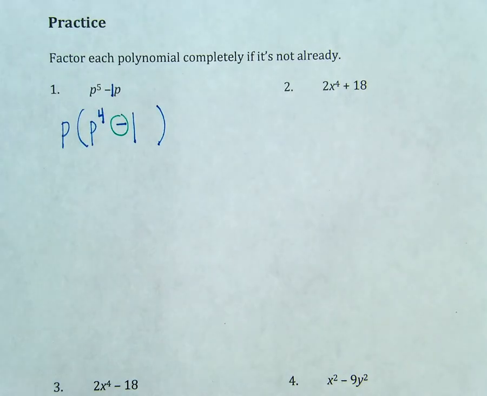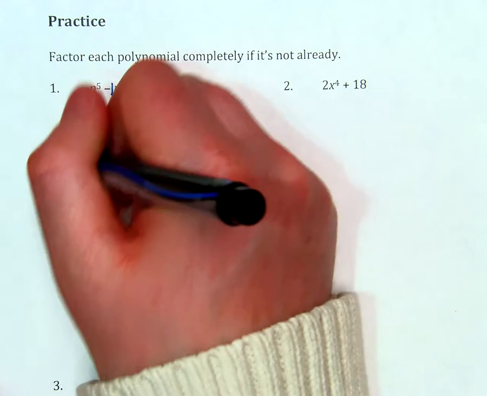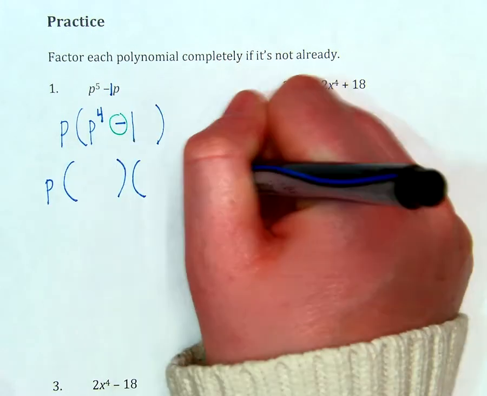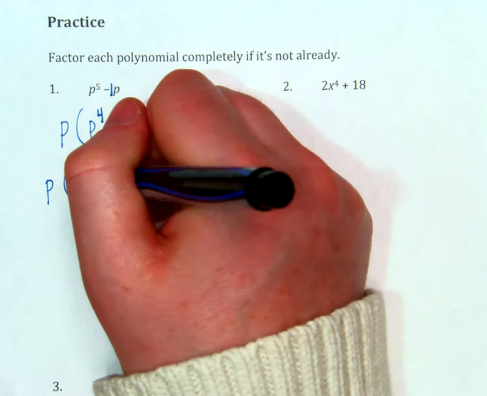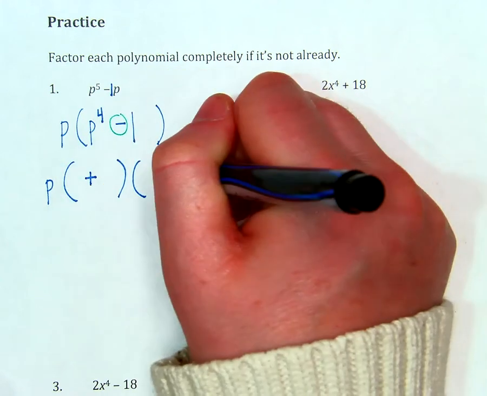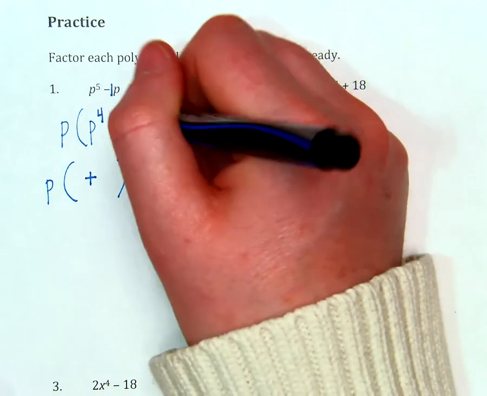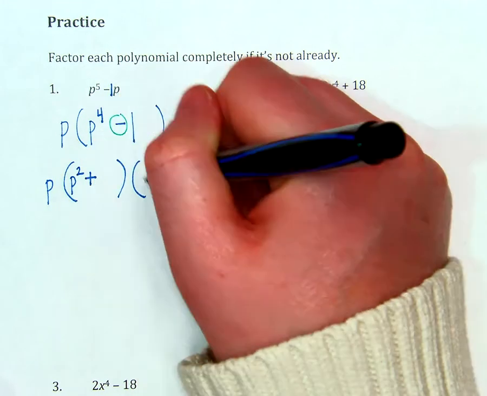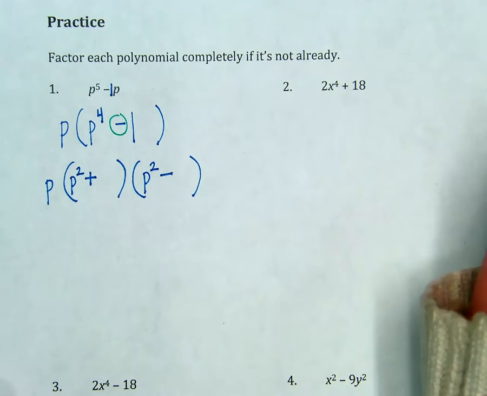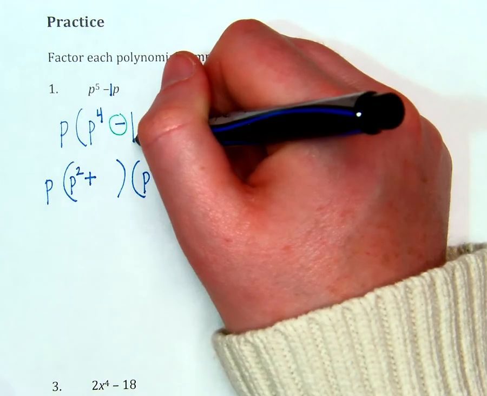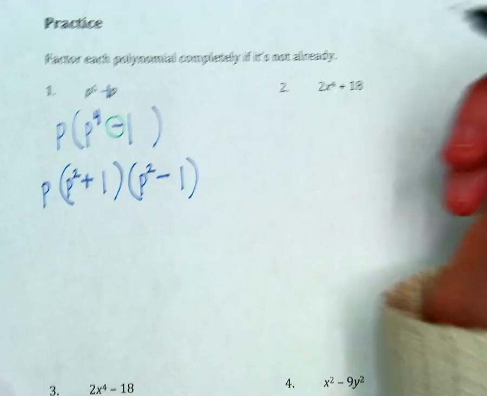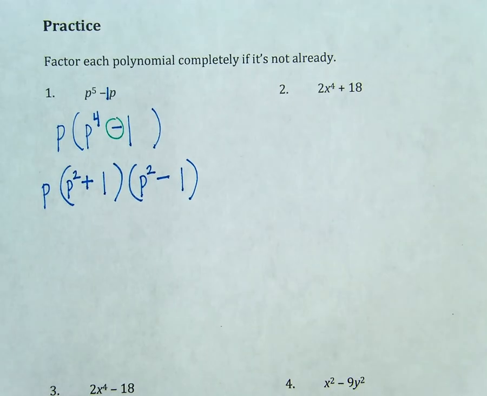So when I continue on with this, I'm going to keep that p that I factored out first, and then I'm going to set up my parentheses. And for difference of squares, one will always be plus, one will always be minus, and then I do the square root of this. So p to the 4th, that's going to split into p squared and p squared. 1, if I do the square root of 1, that's just 1 and 1. And so that is me being able to factor that completely.